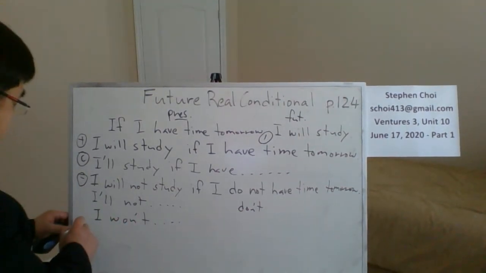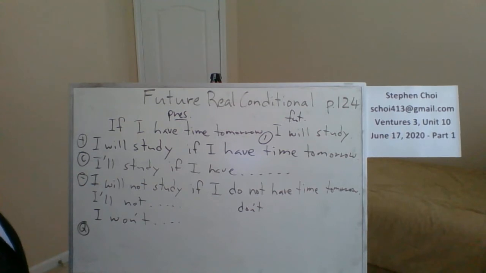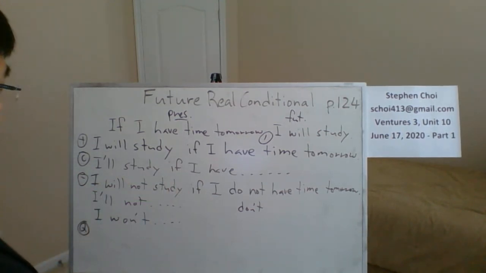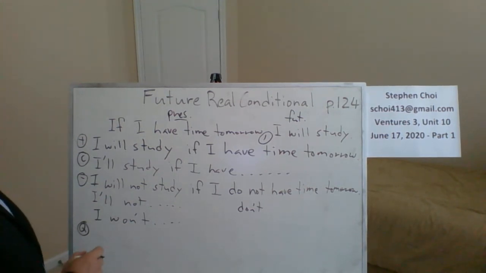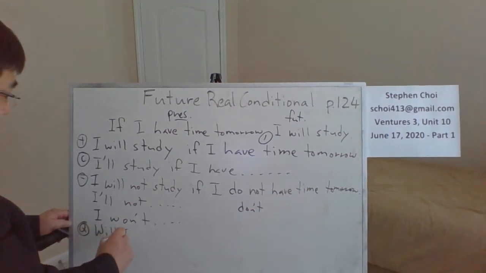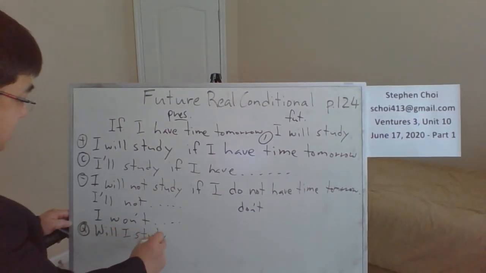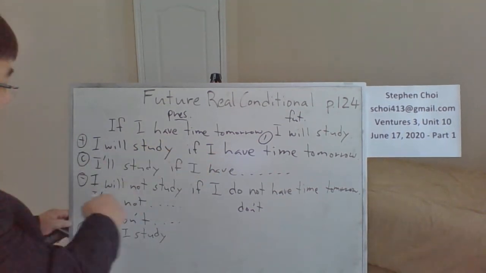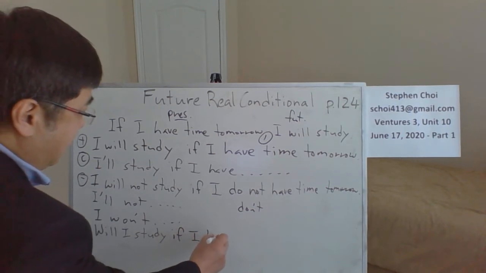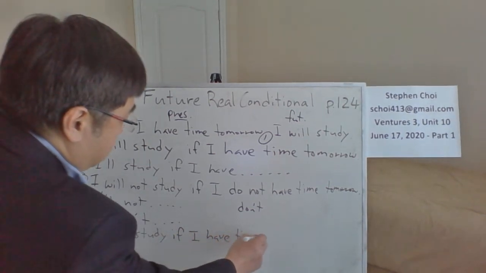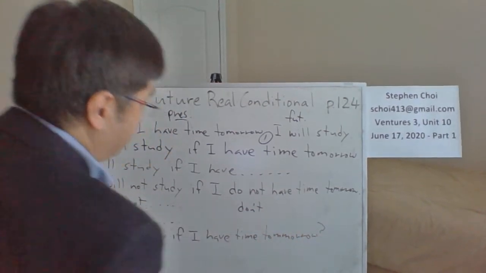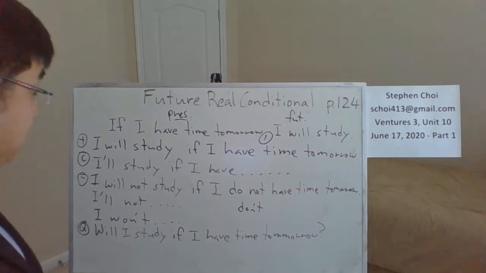And then how do you write the question form? How would you change this into a question form? Okay? So you want to use the will, right? "Will I study?" Okay, you want to go back to the positive sentence, right? "Will I study if I have time tomorrow?" Will I study if I have time tomorrow?